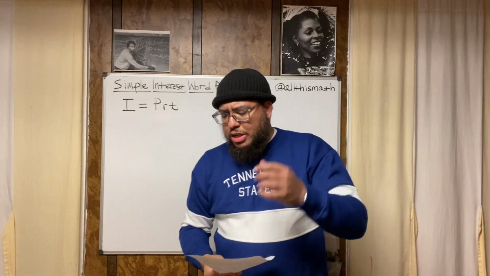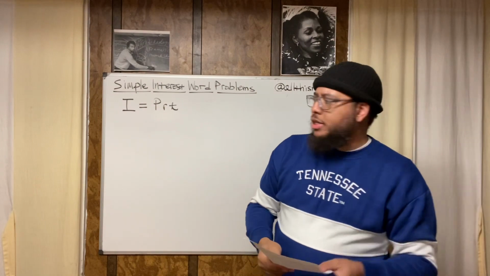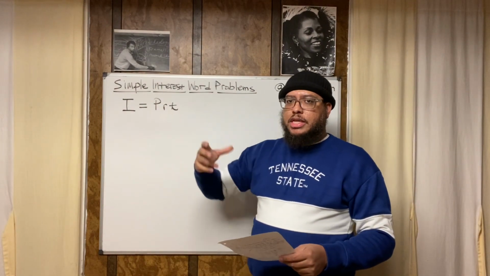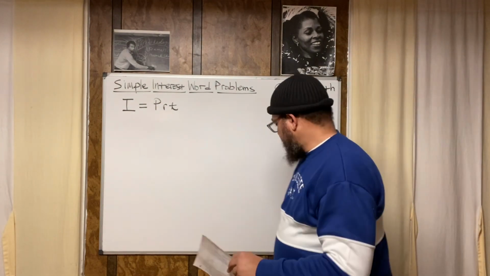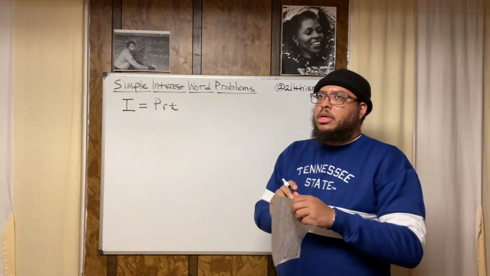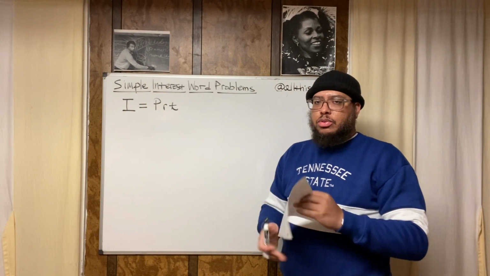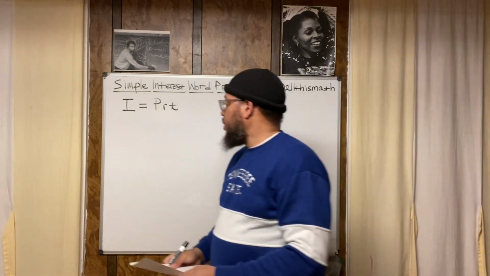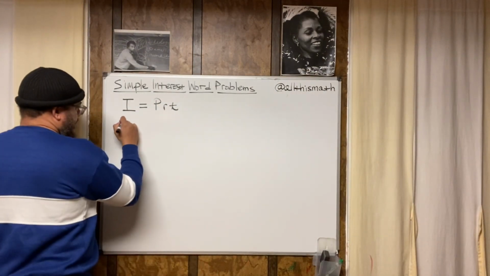Now, he has two separate investments. So we can't just use the formula one time if he's got two separate investments. So let's break it down like this. Let's do investment one and investment two. Let's just call it investment one and investment two. So this is how I'm going to set them up.